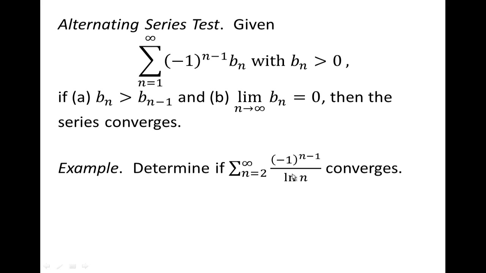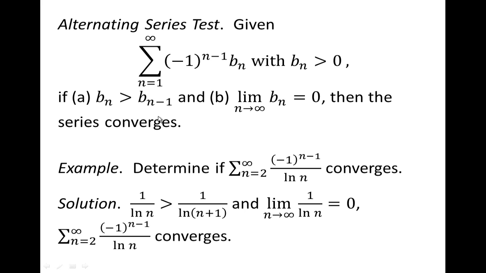Well, I see it's an alternating series, and so let's use the alternating series test. Do my terms decrease in size? Well, yes, they do, because if I go from the natural log of n to the natural log of n plus 1, I'll get a larger value. When I take the reciprocals, that inequality will reverse. And the natural log of n goes to infinity as n goes to infinity, so its reciprocal will go to 0. Both of the conditions, A and B up here, have been met, and so the series converges.